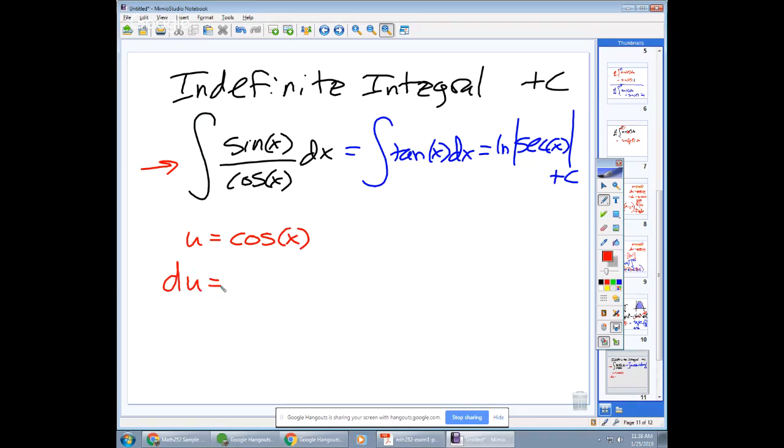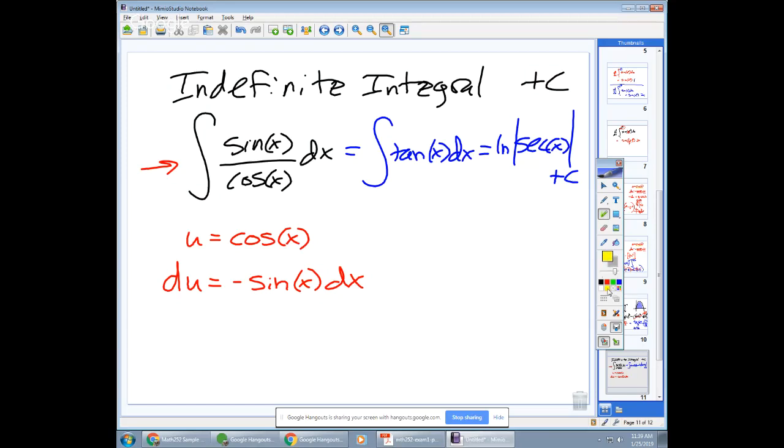du is equal to negative sine of x dx. And by the way, how do you know if the substitution doesn't work? You end up with something worse than what you started with. That means it didn't work. The substitution is supposed to make it simpler somehow.